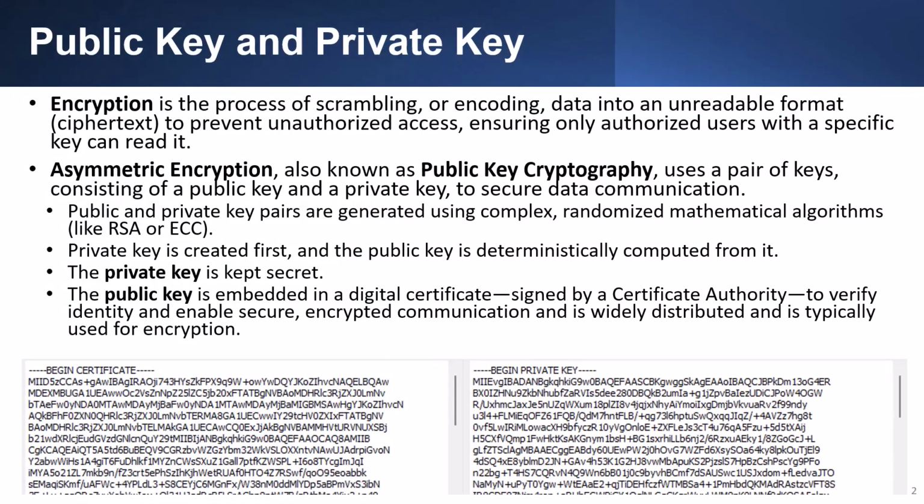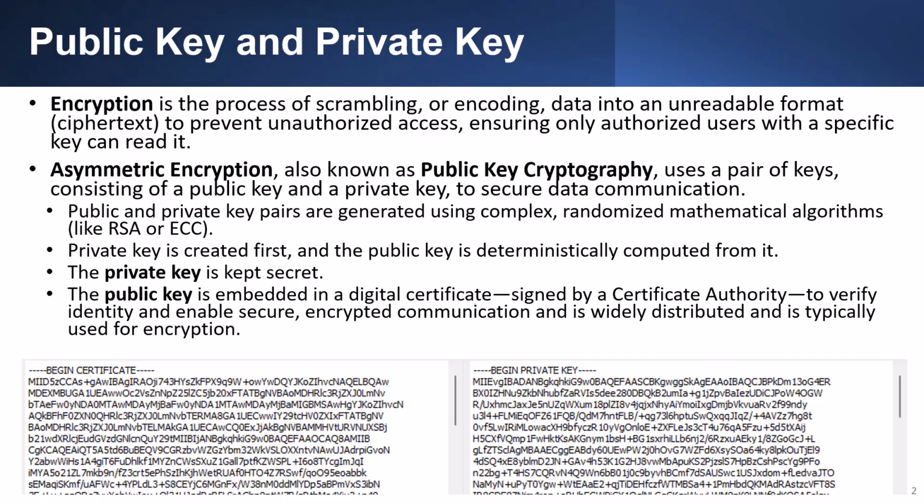Encryption is the process of scrambling or encoding data into an unreadable format, or ciphertext, to prevent unauthorized access, ensuring only authorized users with a specific key can read it. Asymmetric encryption, also known as public key cryptography, uses a pair of keys consisting of a public key and a private key to secure data communications.